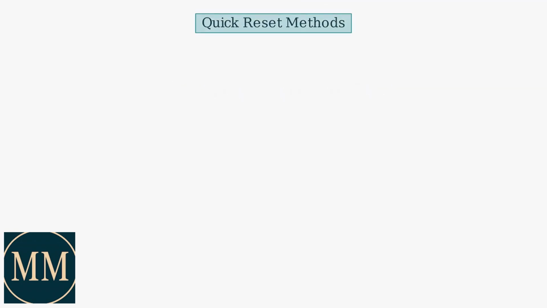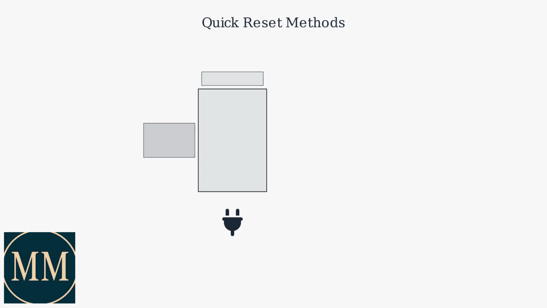For a quick reset of the D5 error, start by unplugging the dryer from the power outlet. Leave it unplugged for 5 to 10 minutes to allow the control system to fully reset. Then, plug the dryer back in and attempt to run a cycle to check if the D5 error has cleared. This reset method clears temporary electronic glitches. However, if the D5 error reappears, it indicates a more serious underlying problem that requires further troubleshooting steps.